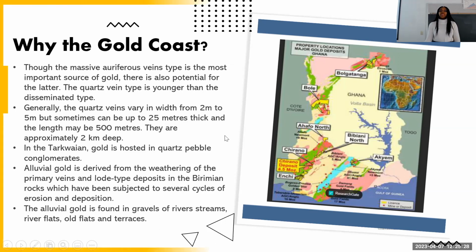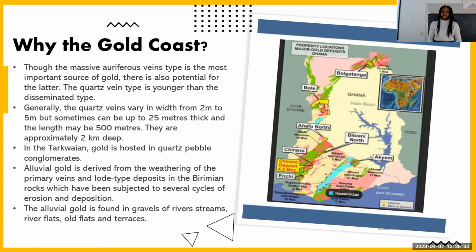Though the massive auriferous veins were the most important source of gold, that's where a good amount of the gold came from, there is also potential for some of the latter sources. The quartz vein type is younger than the disseminated type, which is the massive auriferous. Generally, the quartz veins vary in width from 2 meters to 5 meters, but they can occasionally be up to 25 meters thick, and the length could be 500 meters, and some are approximately 2 kilometers deep. That's a lot of gold.